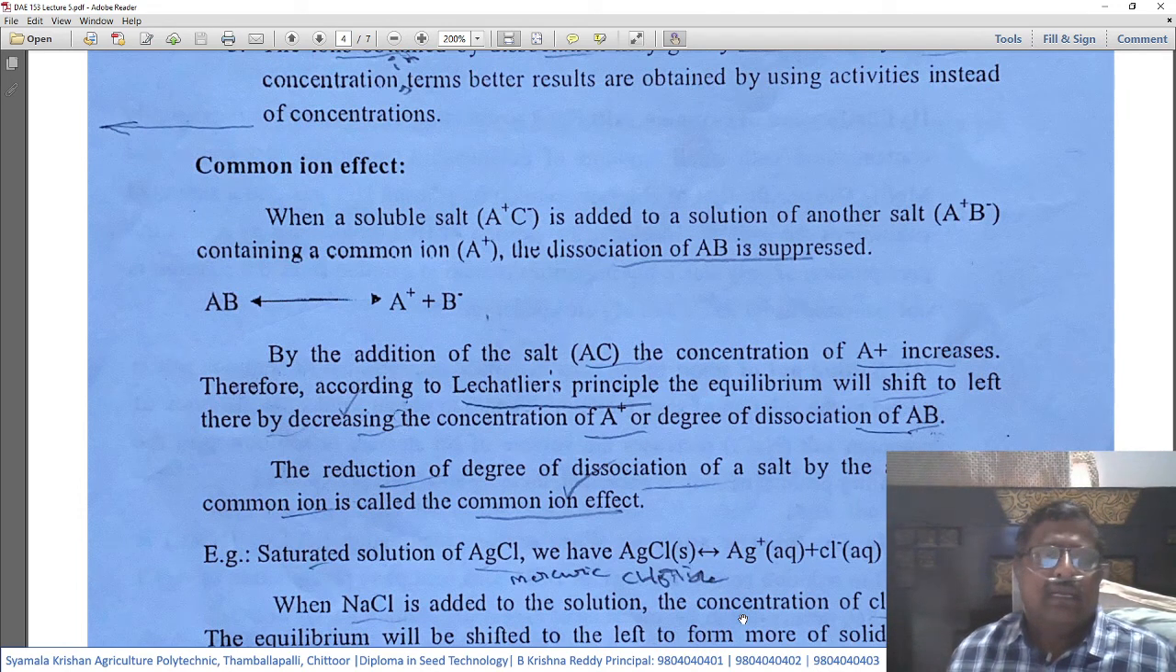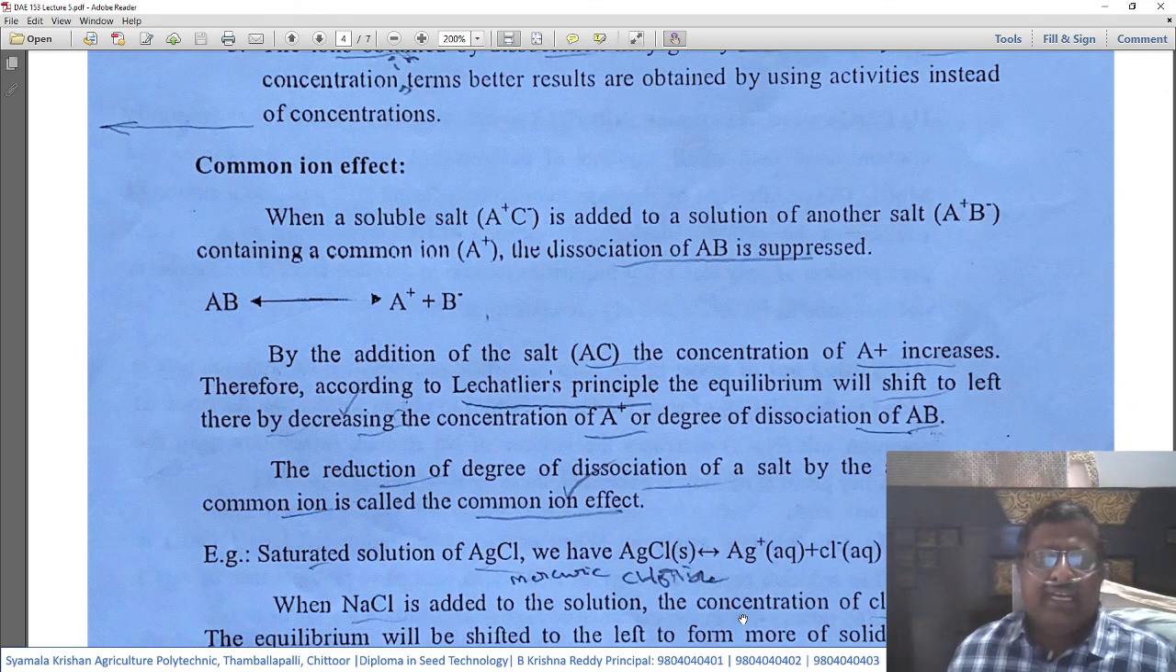So it is like this: AB is in equilibrium with A plus and B minus. By the addition of salt AC, the concentration of A plus increases. Therefore, according to Le Chatelier's principle, the equilibrium will shift towards the left, thereby decreasing the concentration of B minus or degree of dissociation of AB. That means AB ionization rate will come down.